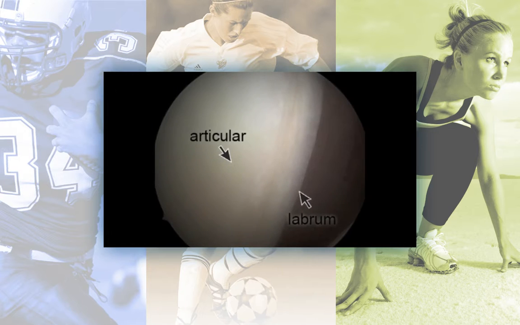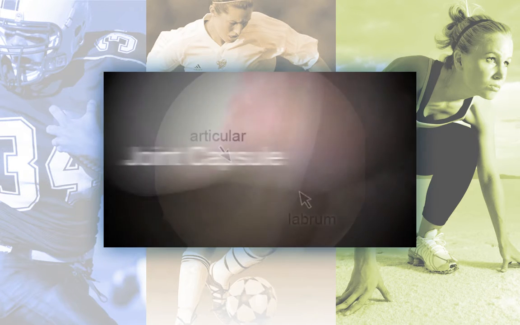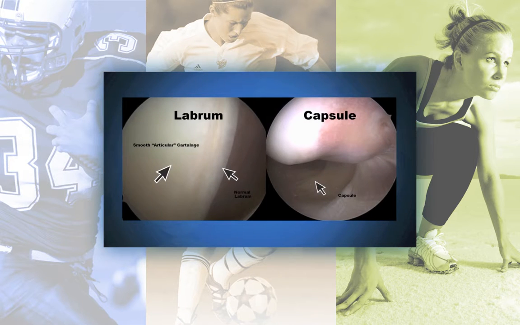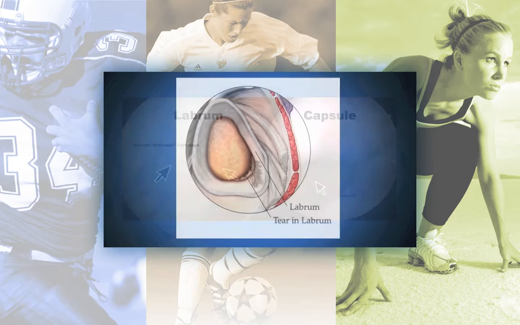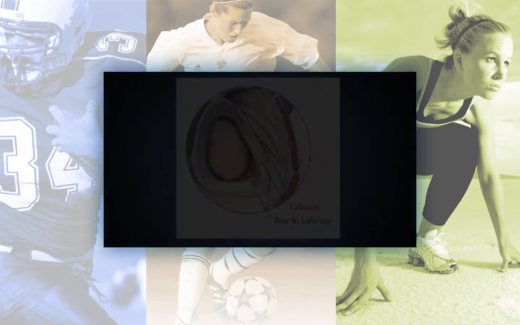The labrum is a ring of cartilage around the socket, or glenoid. Centrally, it is continuous with the smooth or articular cartilage, and peripherally with the joint capsule. The labrum acts like a bumper and increases the ball and socket contact area. The labrum also anchors the capsule, which is a thin layer of cloth-like tissue which is normally just loose enough to allow for a large degree of motion, but tight enough to resist instability.